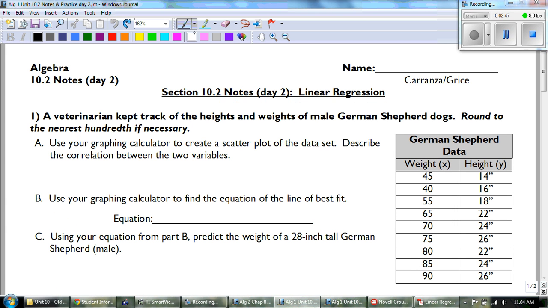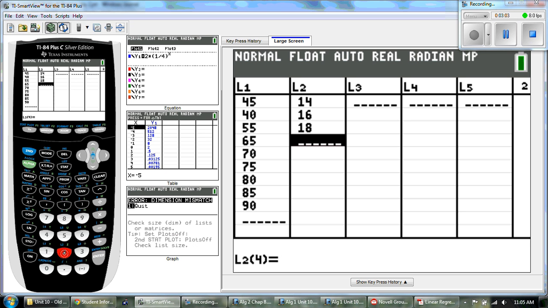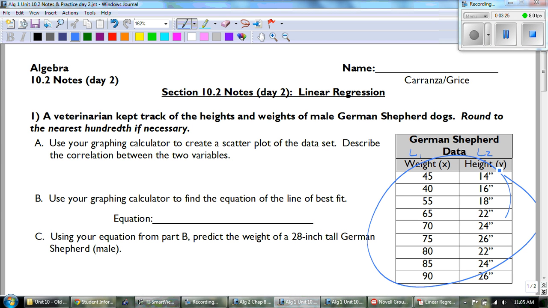Okay, so just as a reminder, this was my line 1, this is going to be my line 2. All right, I'm coming back over here, typing a number, hitting enter. Type a number, hit enter. Type a number, hit enter. 22, 24, 26, 22, 24, 26. Okay, so just as a quick check, each one of these points should match up 100% with what you have right here.